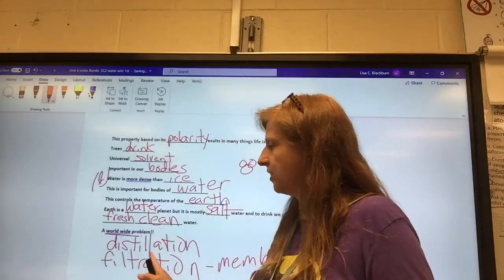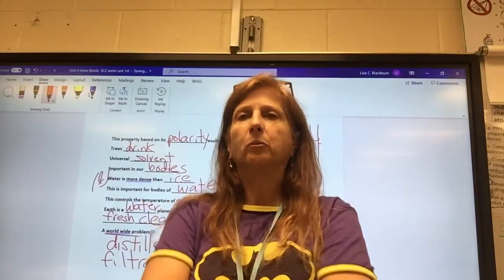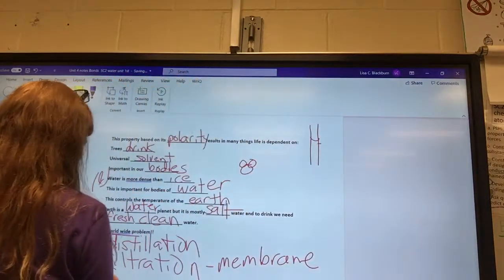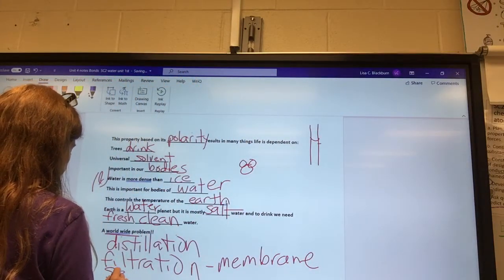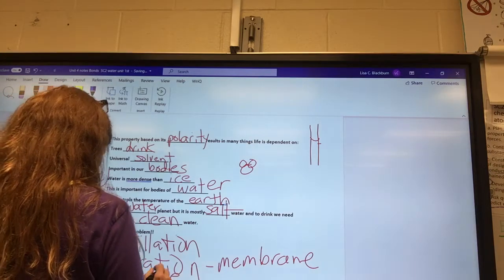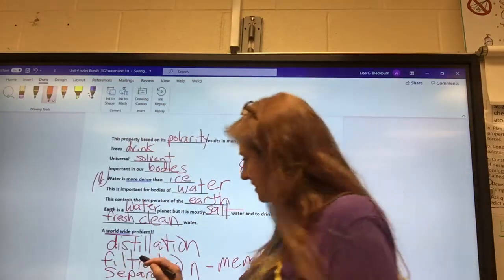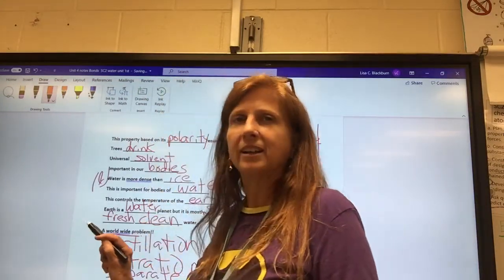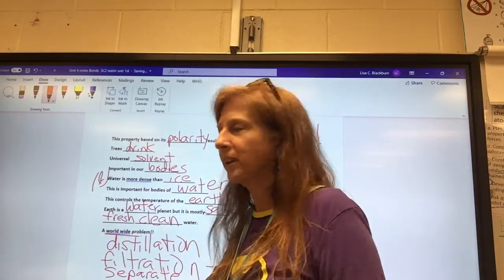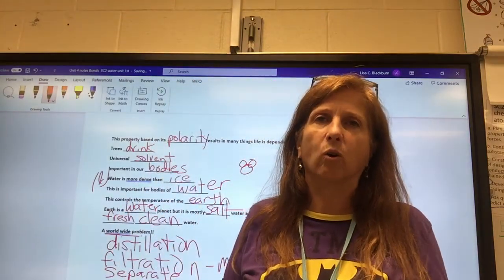Okay, so we have distillation, filtration. What about if there's oil and water? What can we do then? We can separate it, right? There's a thing called a separatory funnel. I don't know if I spelled that right or not. Well, we'll look it up. All right, so we can separate it. There's something called a separatory funnel you can use to take oil off.